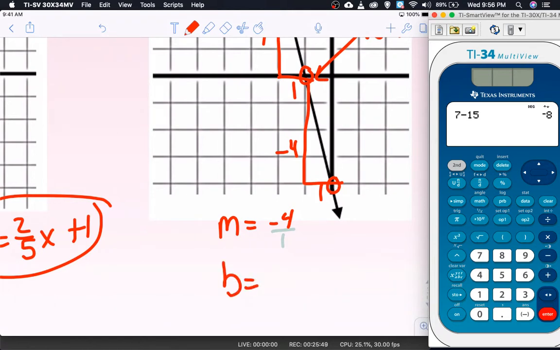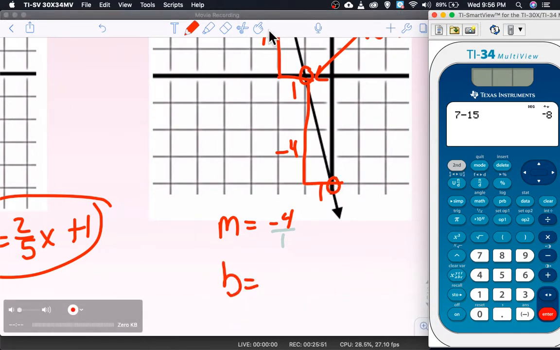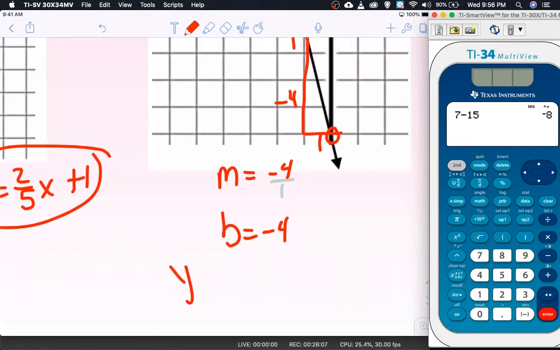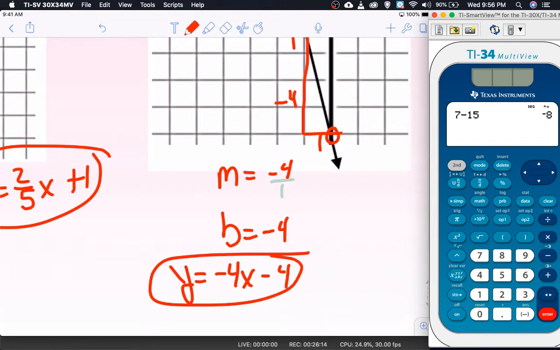My y-intercept is this point right here. It's where my line is crossing the y-axis. And that happens at, here's 0, -1, -2, -3, at -4. Which means the equation of this line is y equals -4x minus 4. This one is the slope, this one is the y-intercept, just to make sure we're clear, because it's the same number for both.